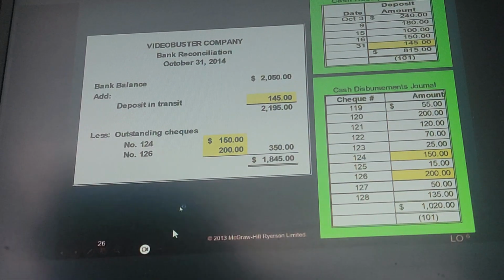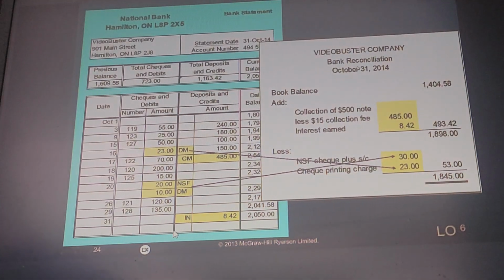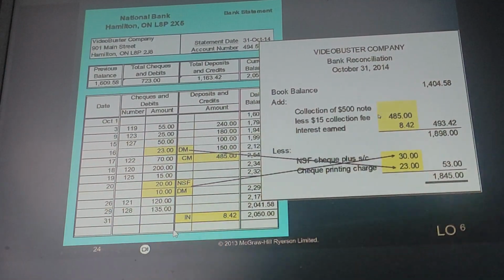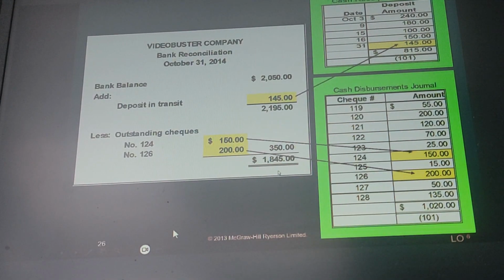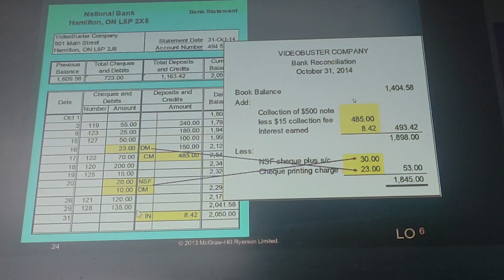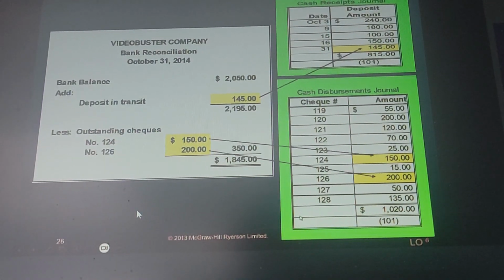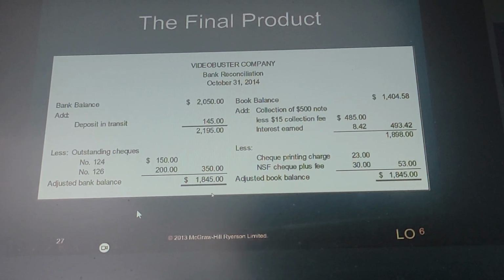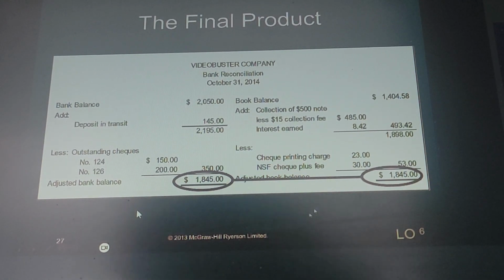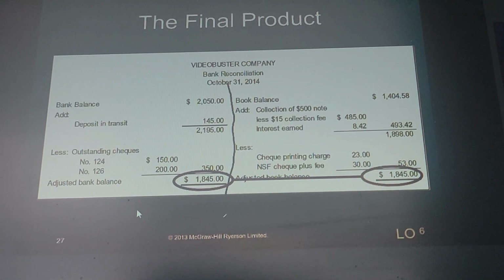1,845, right? Look at it here. I'll go back. See here, 1845. What's that? That's my book. And what is the bank? 1845. So after I did the reconciliation, this one started with 2050, became 1845. This one started with 1404, became 1845. So in this case, at the end, I do have what? They are balanced. This is what I did. Usually we do it like this. But it was showing you each side only.